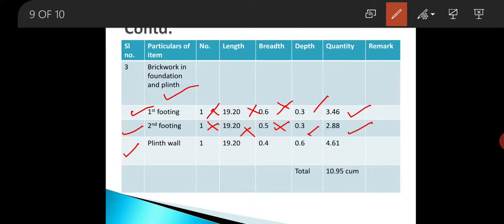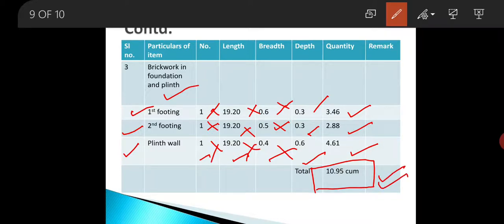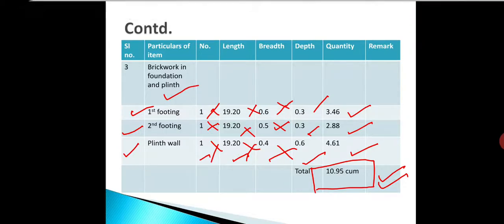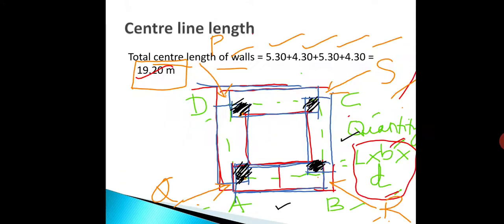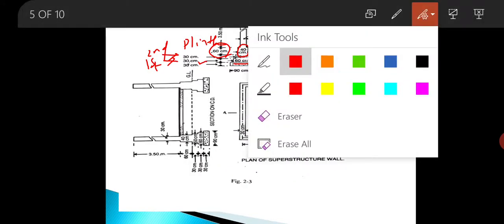Then come to plinth wall. Number is 1, length is 19.2, breadth is 0.4, depth is 0.6 as we have calculated. By multiplying this we will get 4.61. Then we have to add all these quantity, first footing, second footing and plinth wall. This will give us the total quantity of brickwork in foundation and plinth. Clear? Then we will move to the next item of work, that is brickwork in superstructure.